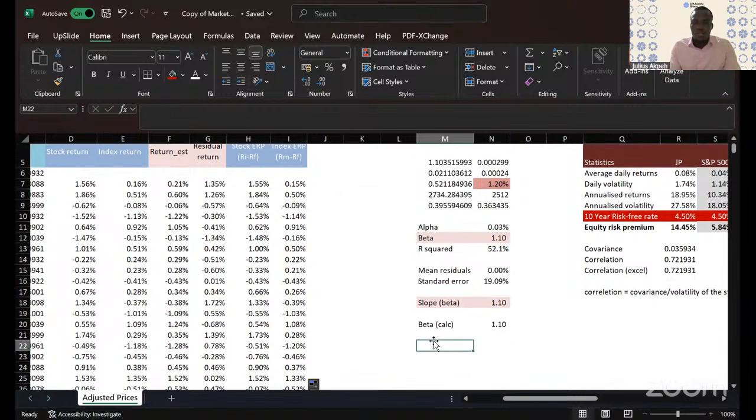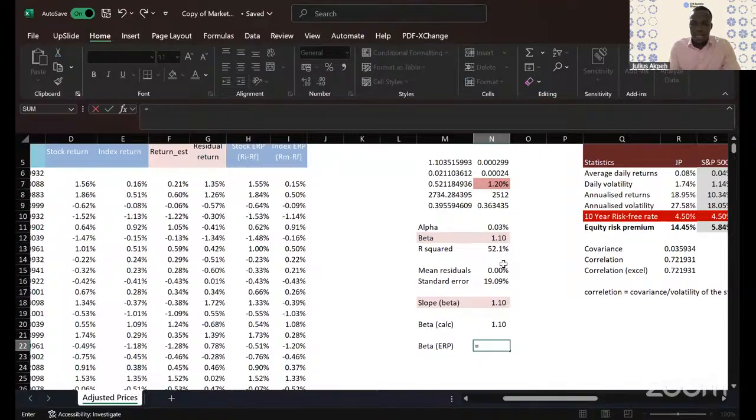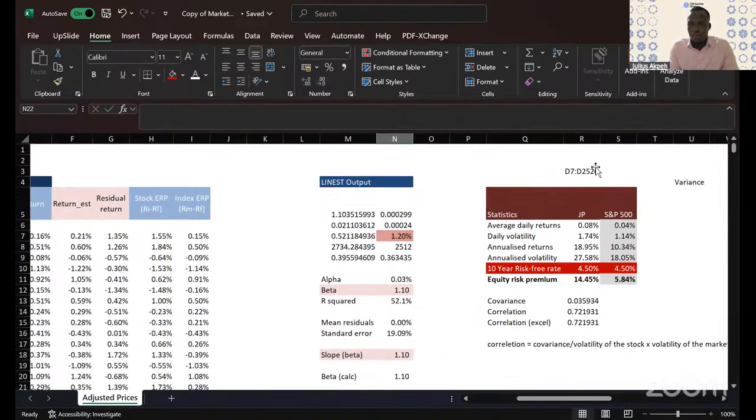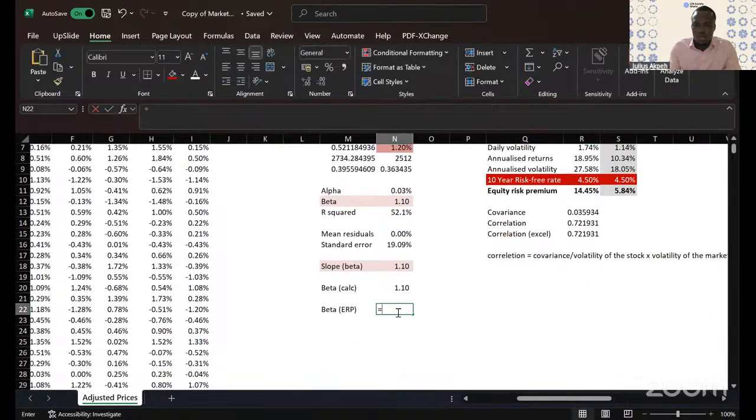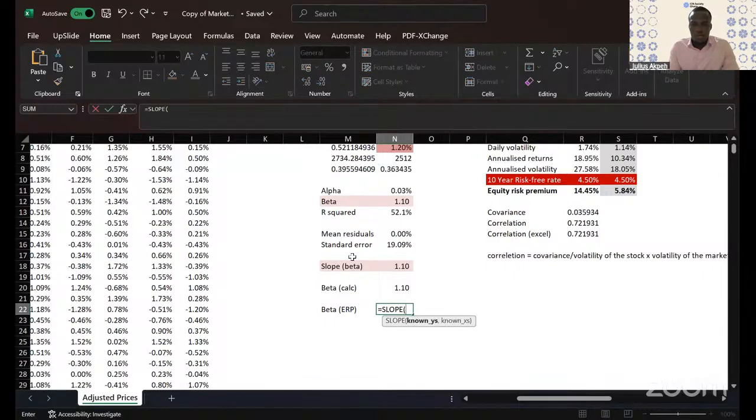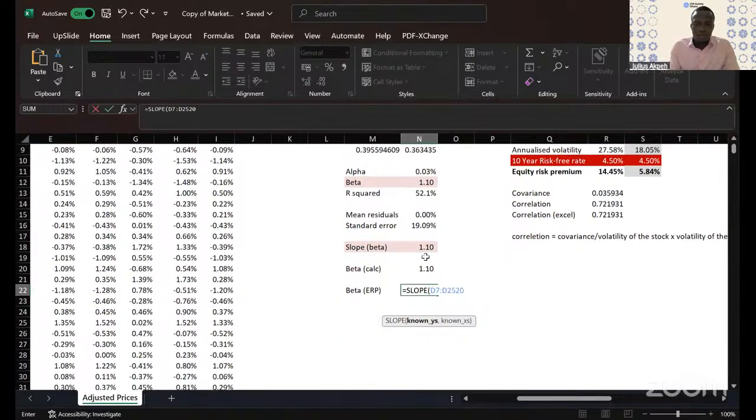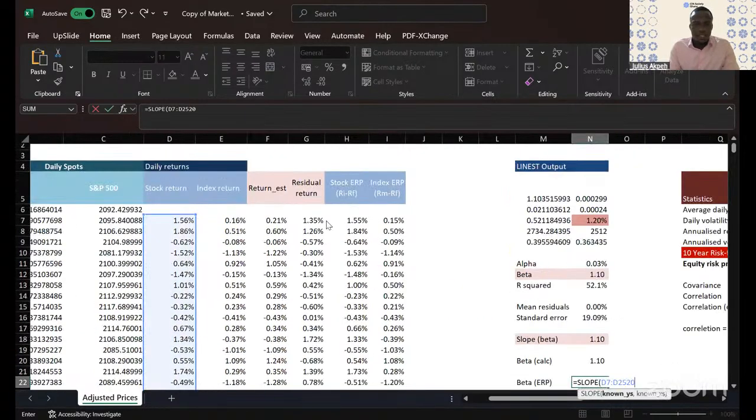So let's do the beta, and the beta is based on the return on the market. It's based on the ERP relationship. Let's see whether that beta will be the same as this one. To get beta, we can just use slope, right? I showed you the slope. We have the known Y's, the Y in this case is this one, and then the known X's, and that is this one.